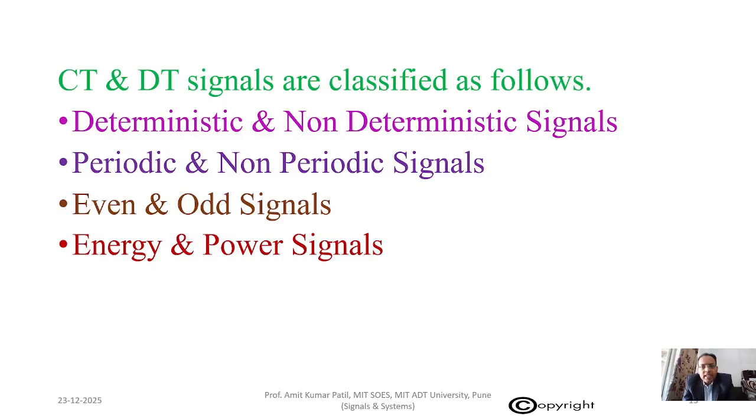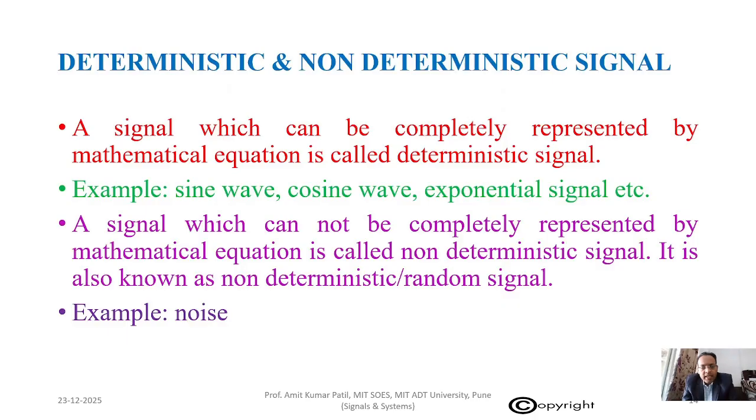So continuous and discrete time signals are classified into 4 categories: deterministic and non-deterministic signals, periodic and non-periodic signals, even and odd signals, and energy and power signals. The signal which can be represented by a mathematical equation is known as a deterministic signal, like a sine wave, cosine wave, exponential signal, etc. And the signals which cannot be represented by any mathematical equation come into the category of non-deterministic signals, also known as random signals.